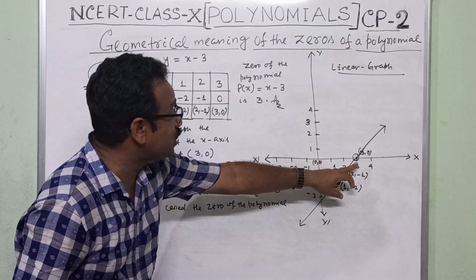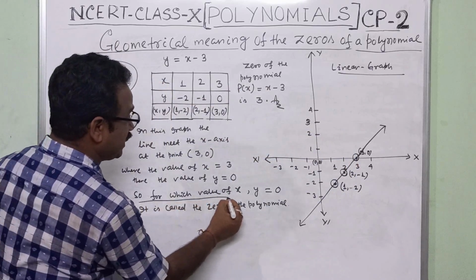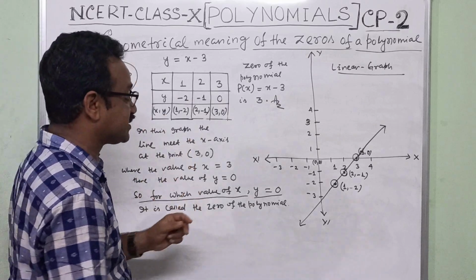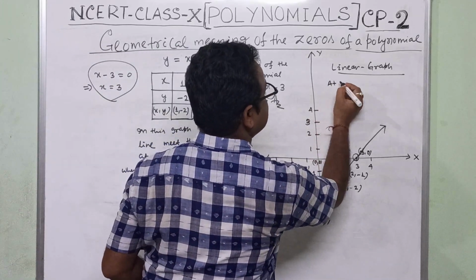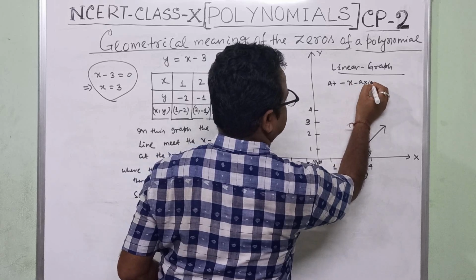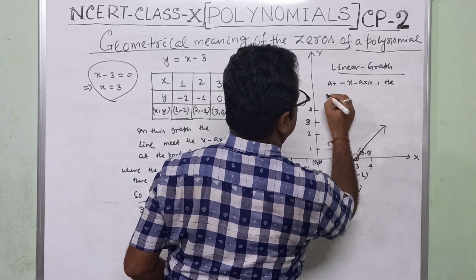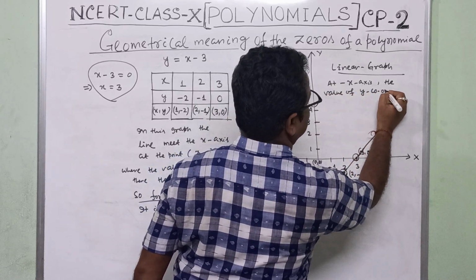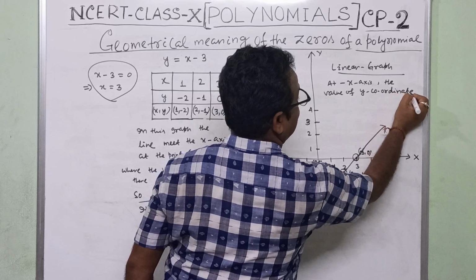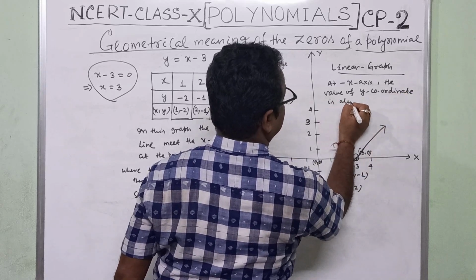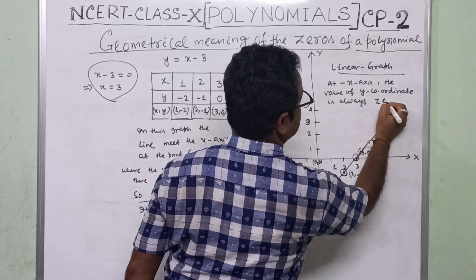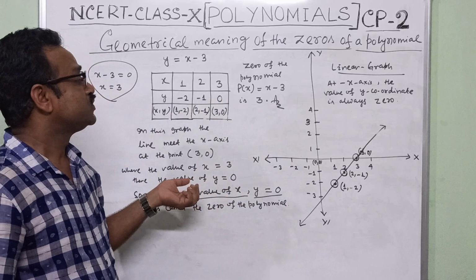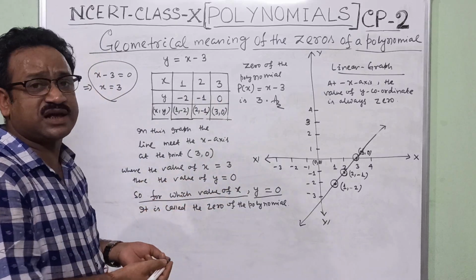Previously, now in geometry we are finding for which value of x, y is equal to 0. Where is y equal to 0? At the x-axis. Remember, at the x-axis the value of the y coordinate is always 0. Now we'll discuss more about it. So now move on to the next discussion.